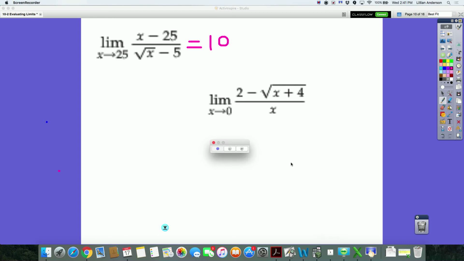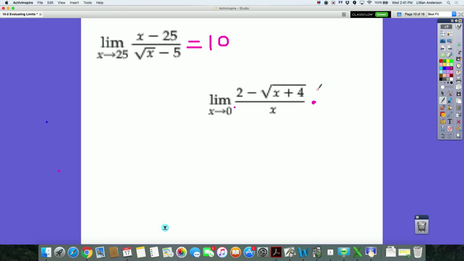So, it was very similar to the other one. This one, though, you had to multiply it by 2 plus the square root of x plus 4. Now, when you do that to the top and to the bottom, when you foil out the top, what do you get? Wait, I thought you plug in first before you rationalize. When I plug in 0, what's 0 plus 4? 4. What's the square root of 4? 2. What's 2 minus 2? 0, and then I would have 0 at the bottom.